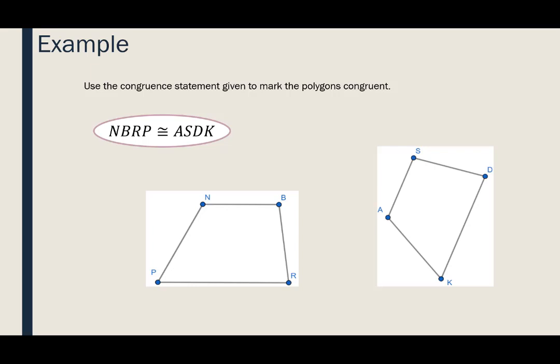Alright, let's see how this works. Angle N is the first one on the left, so I'm going to mark him with 1 congruent mark. And the first one on the right is A, so he must be congruent to A.